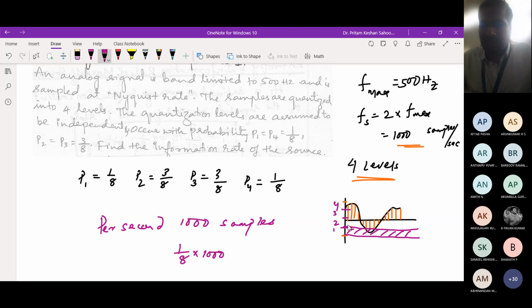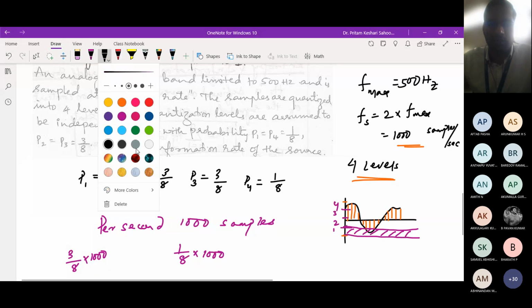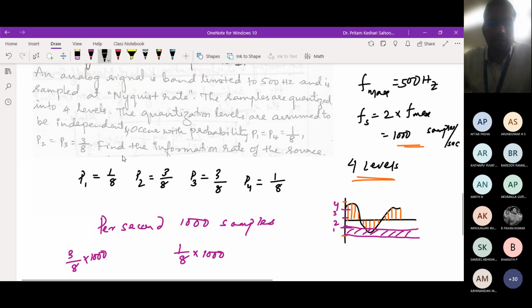Okay, so the samples which are present in the second level, they are transmitted at a probability of 3.8. That means out of 1000 samples, this many number of samples are transmitted per second, and those are the samples which are present in level 2. Okay, so that is the understanding of this question. So what we have to find out?